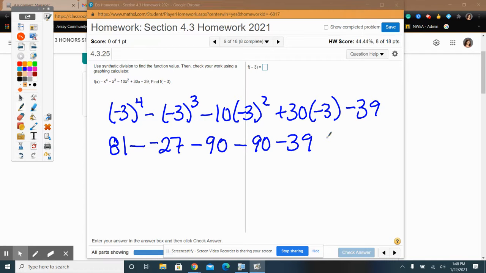So I could type it in my calculator. Don't forget this minus a negative becomes plus a positive. Minus 90 minus 90 minus 39. And I'm getting -111. If you type it in carefully with the parentheses, you should be fine.